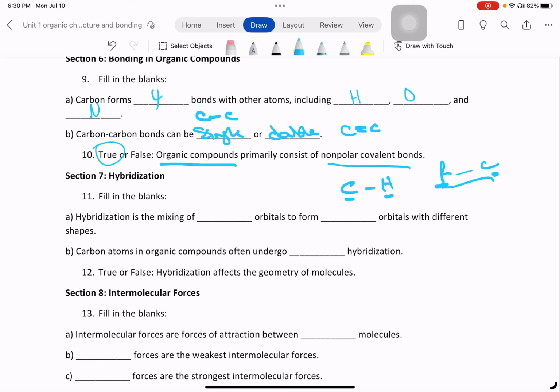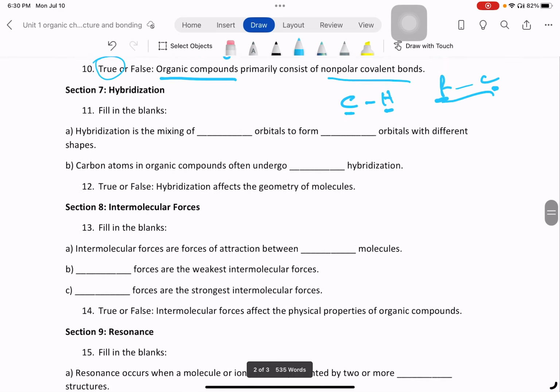Here we're saying organic compounds primarily consist of non-polar covalent bonds, and for the most part that's true. Why? Because, if you remember at the beginning, organic chemistry is concerned with carbons, and most of the time we have carbons and hydrogens. Carbons and hydrogens are non-polar, so most of the time we have a non-polar covalent bond, which makes this statement true.